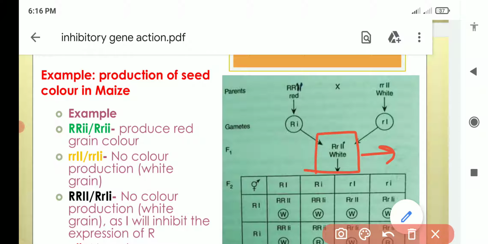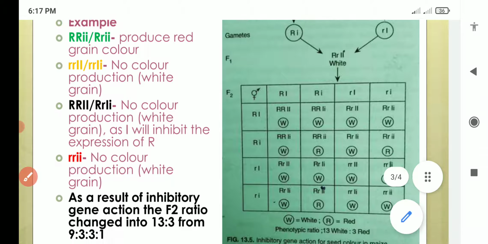Seed color will be white because capital I will now inhibit the expression of capital R. Both will be present together, so ultimately white seed color production will be there. So this is the F1 plant. We will produce the F2 population by selfing of these F1 plants. After self pollination, we all know that the F2 population will be produced.